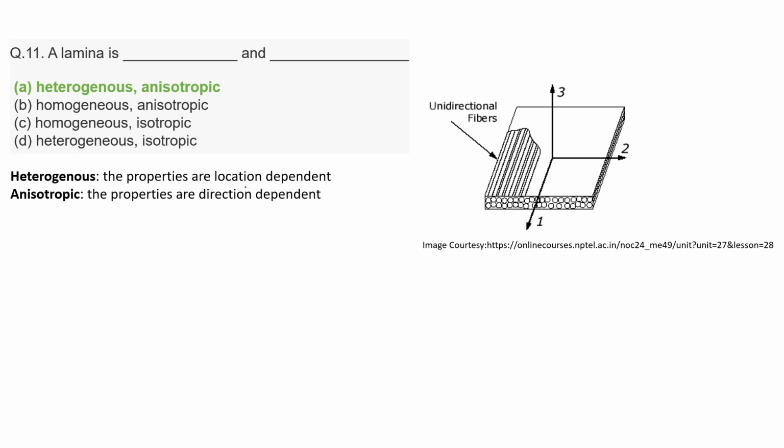Next, the last question, number 11, is that a lamina is dash and dash. Options are A, heterogeneous, anisotropic. Option B, homogeneous, anisotropic. Option C, homogeneous, isotropic, or option D, heterogeneous, isotropic.